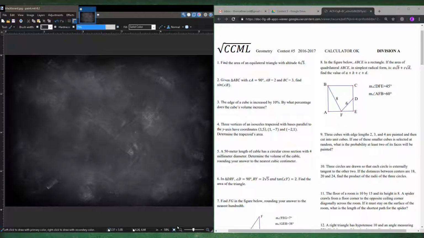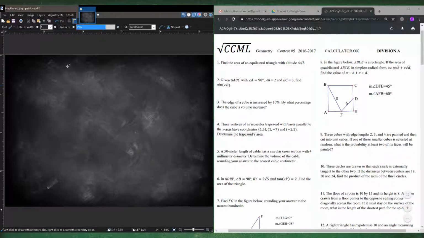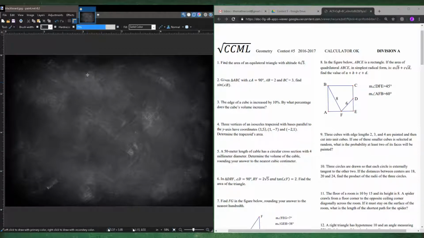So that's an example of how you do it. Another way would be: if it's increased by 10%, it's just multiplying the original value by 1.1. Since the volume is cubed, you just put a cube in there. And that should be the general answer.